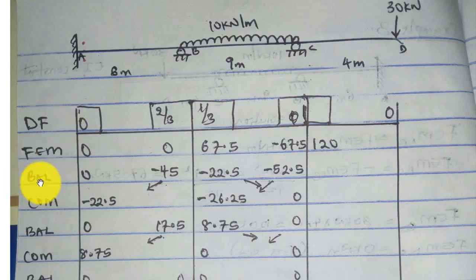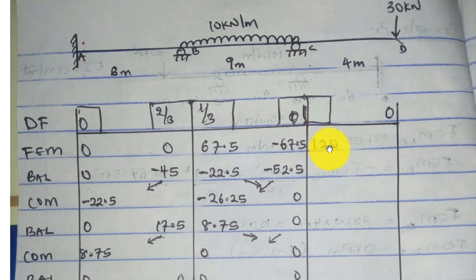So after the fixed moment, you now balance. How do we balance? Multiply by the swing factor. That will give us 0 because the fixed moment is 0. So even if you change the sign of 0, it is still 0. So here is 0 plus 67.5, you have 67.5. Change the sign, you have minus 67.5. Multiply by 2 over 3, you have minus 45. Minus 67.5 multiplied by 1 over 3, you have minus 22.5.